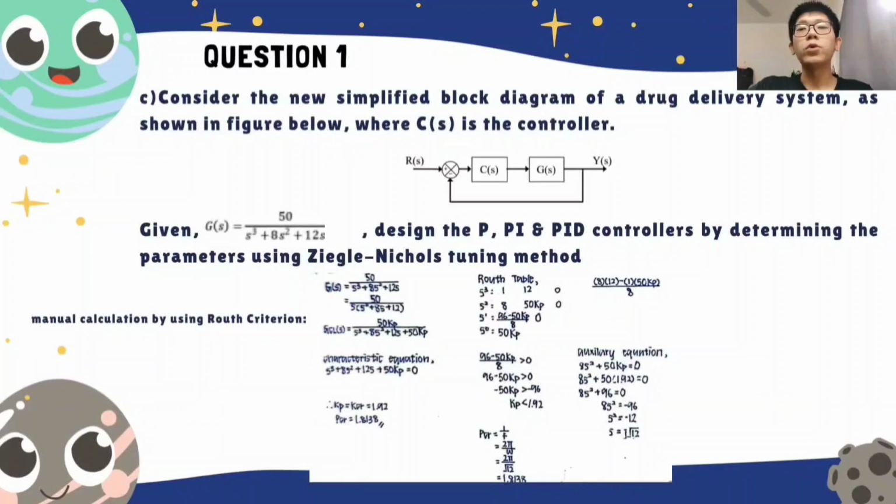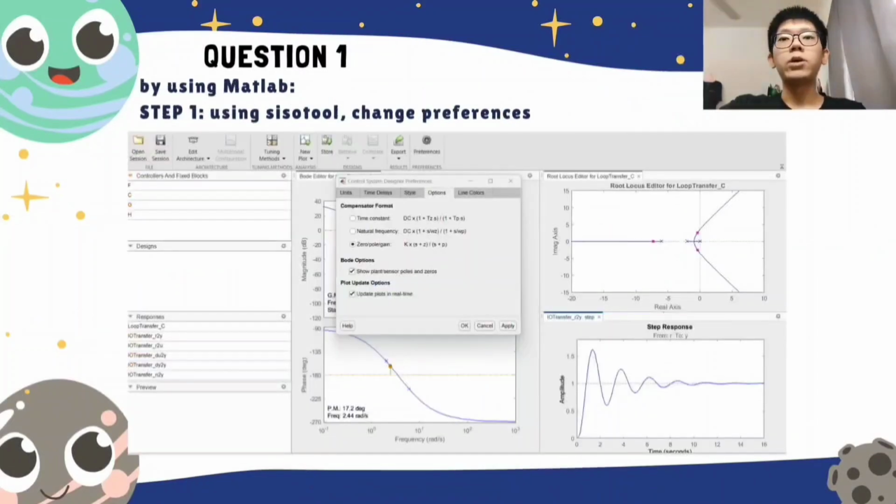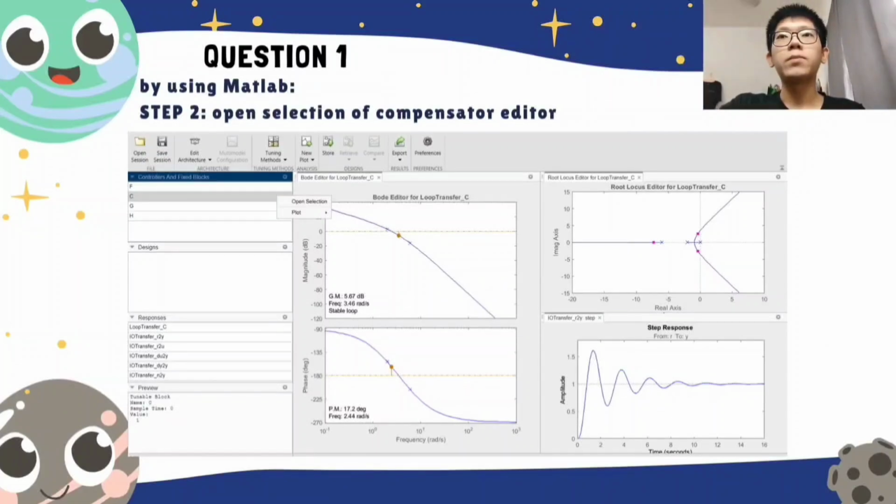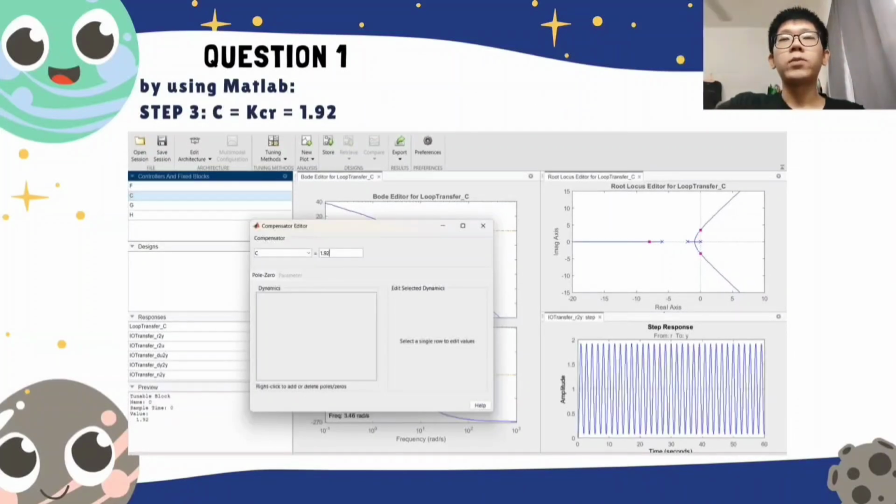For the manual calculation, we can find the characteristic equation for the plant, and next, we can construct the Routh table. Finally, we find that our Kcr equals 1.92 and our Pcr equals 1.813. By using MATLAB, the first step is, after we run the SISO tool of the plant, we need to change the preference to zeros, poles, and gain. Next, we need to open up the compensator editor. From the previous manual calculation, we already know that our Kcr equals 1.92. So we can directly write 1.92 into MATLAB to check whether the value is correct or not.